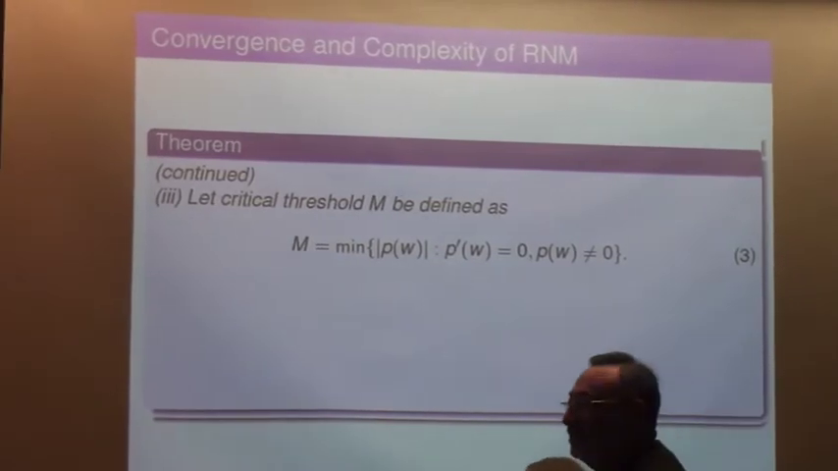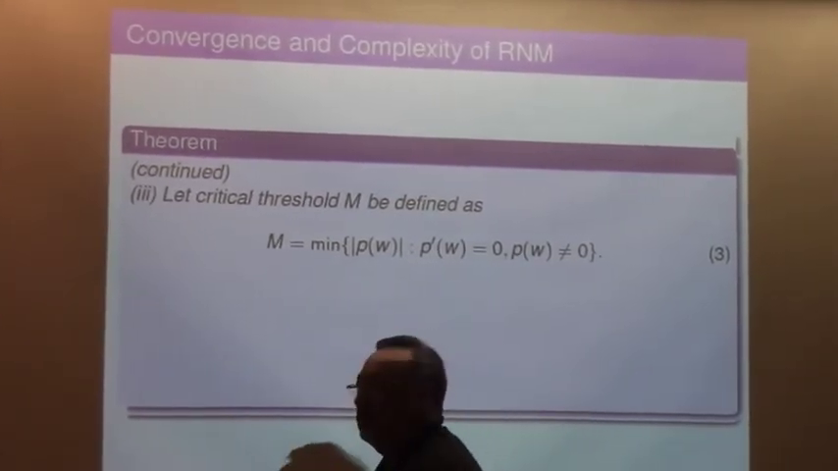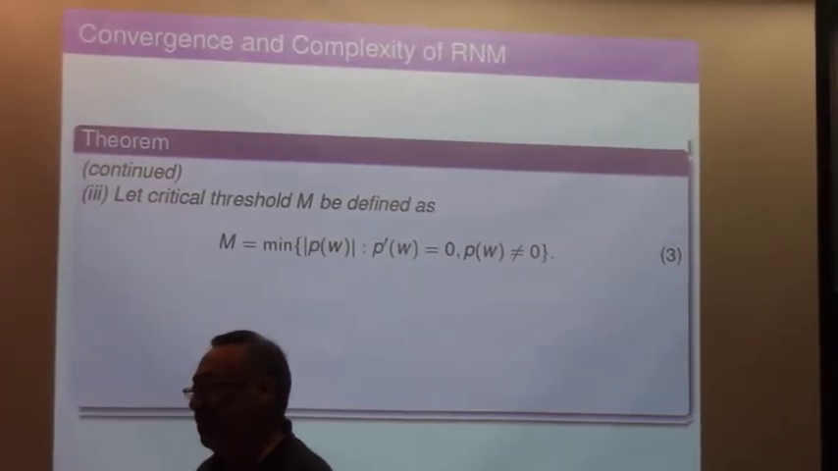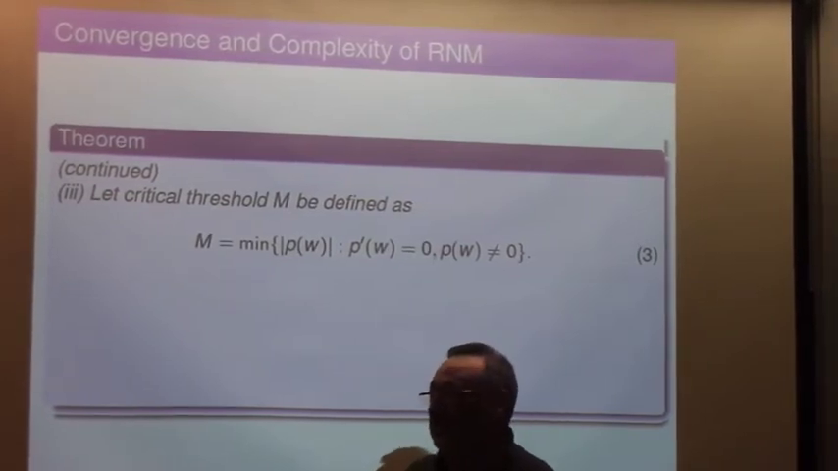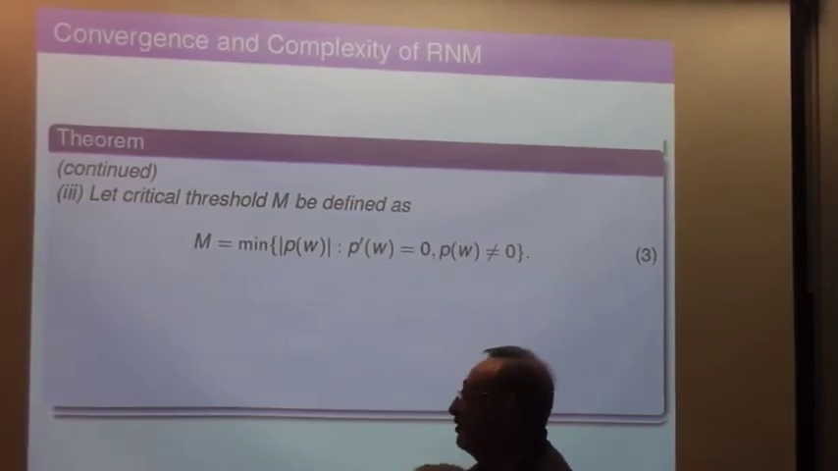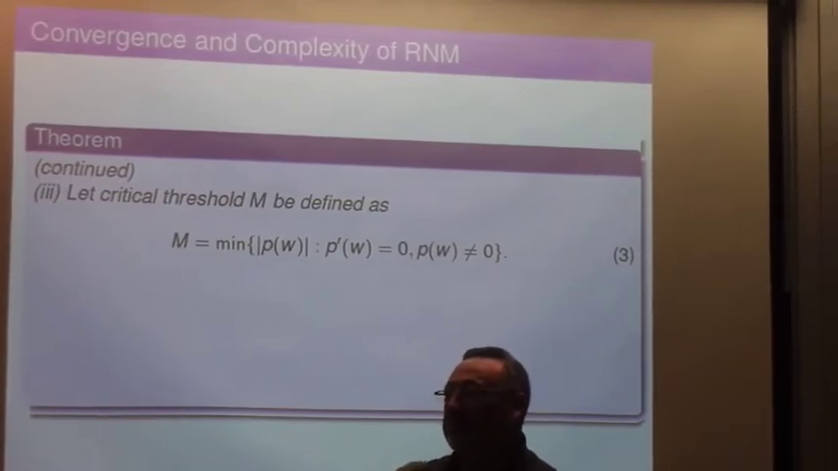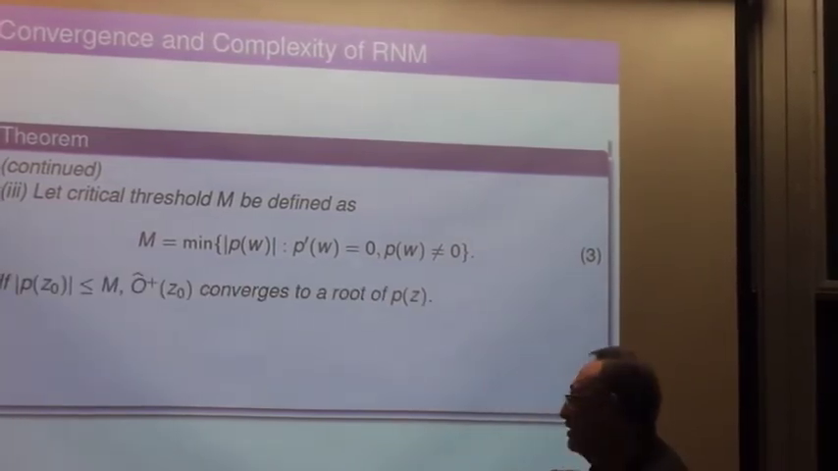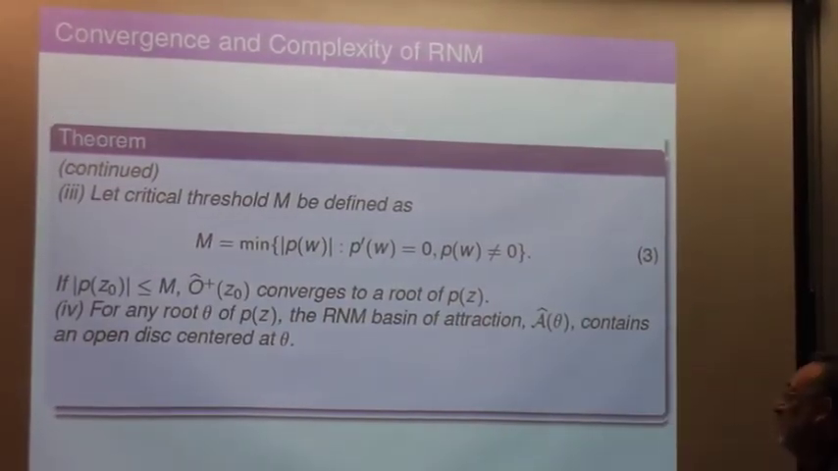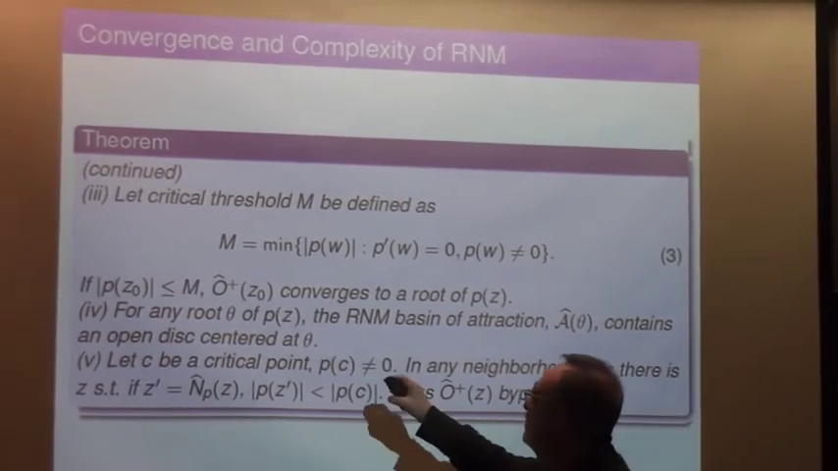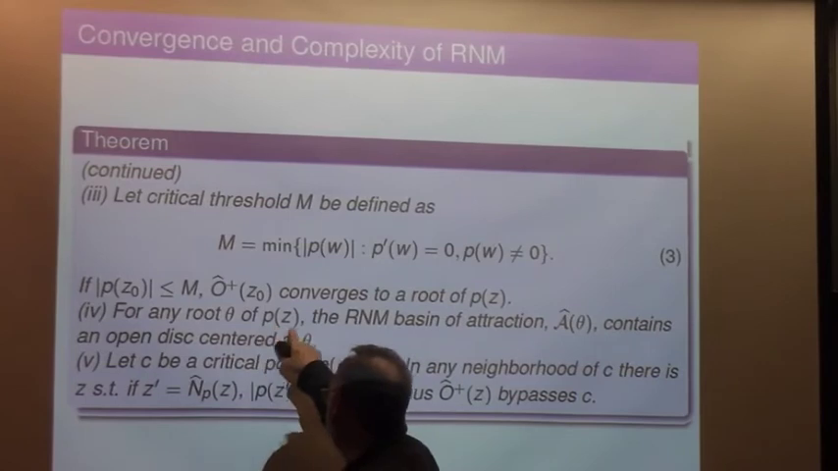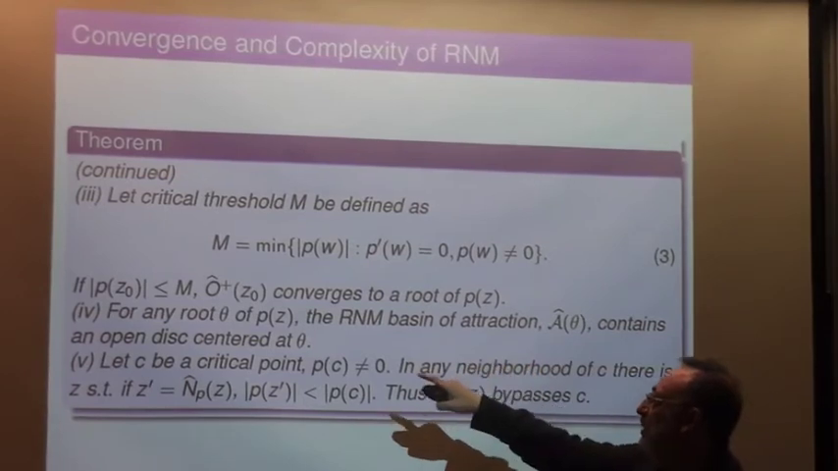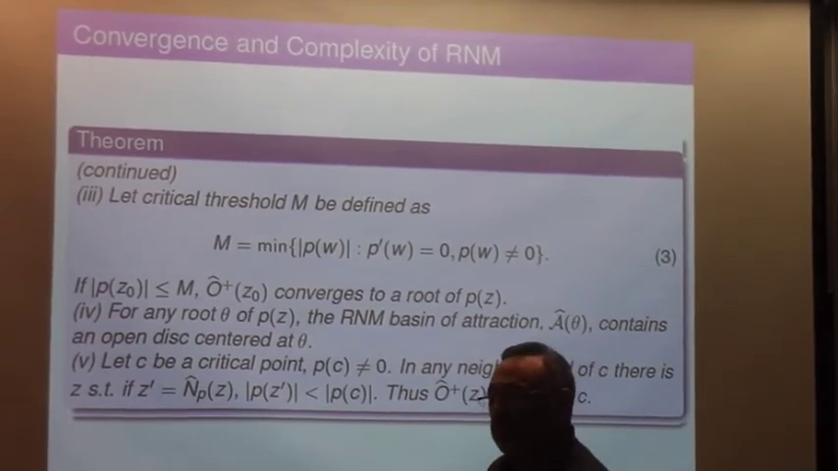Also, look at this now. Suppose the polynomial has no double roots. Let's consider the critical points, look at the modulus of the polynomial at these, and pick the minimum of these, m. If you have any point that has modulus less than m, it's going to converge to some root. And this says that for any root theta, the basin of attraction of theta contains an open disk, like ordinary Newton method.